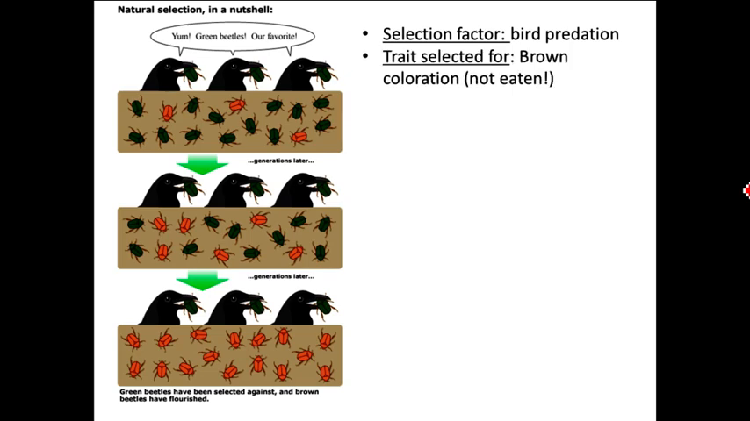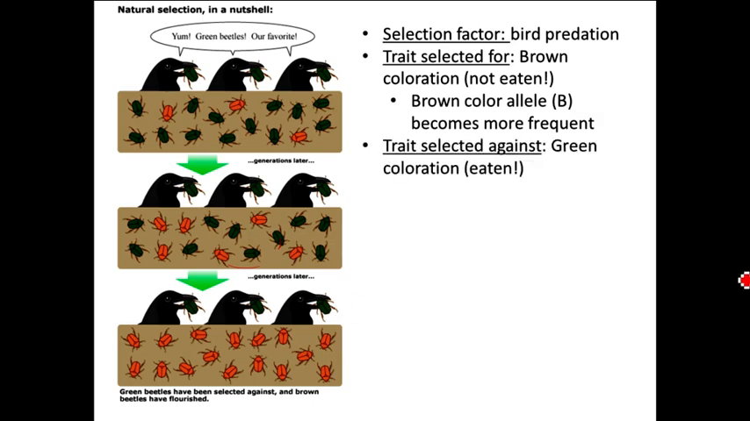The trait that's selected for in this case is the brown coloration. These are the ones that are not eaten and that stay in the population. This means that the brown color allele will become more frequent over time, and that's what we see. When our population started out, it was mostly green with a few browns. After several generations, we're getting more browns, less green, and then eventually we have all brown ones. Why? Because the birds keep eating the green ones, taking that allele out.